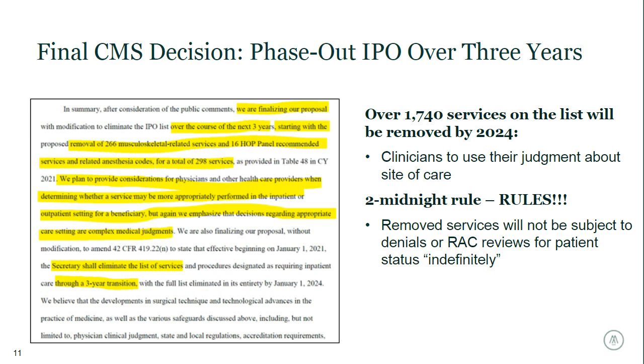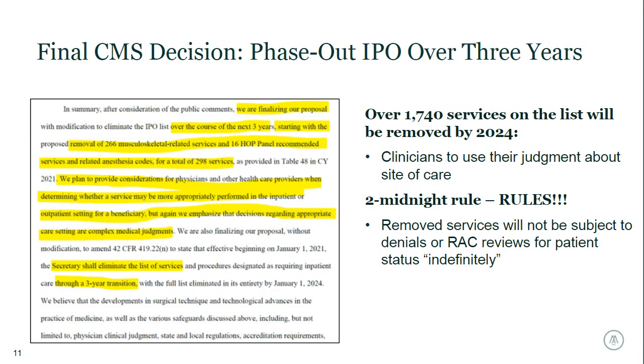And then if it turns out that the patient needs 2 nights of hospital care, they can always do an inpatient admission order, including an inpatient admission order on the day of discharge. That's still okay too. So you really do need to understand the 2-midnight rule, and you need to prepare for this.